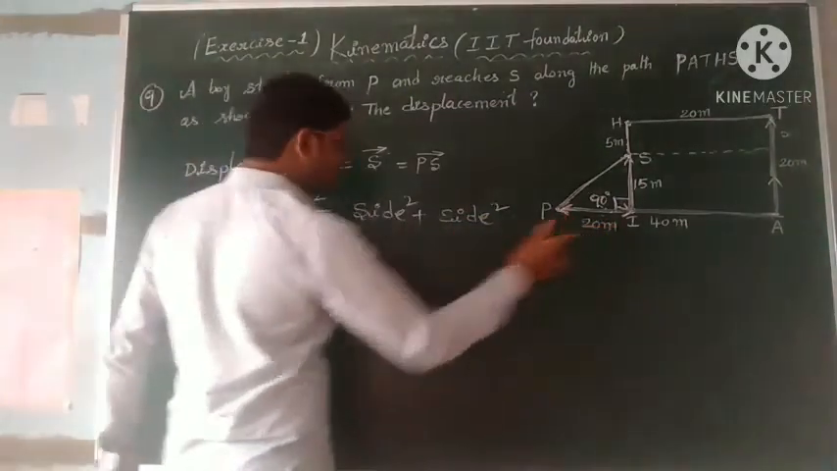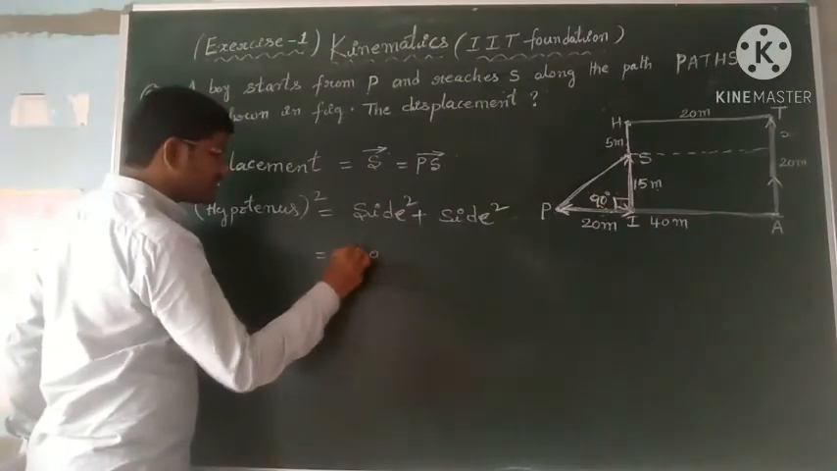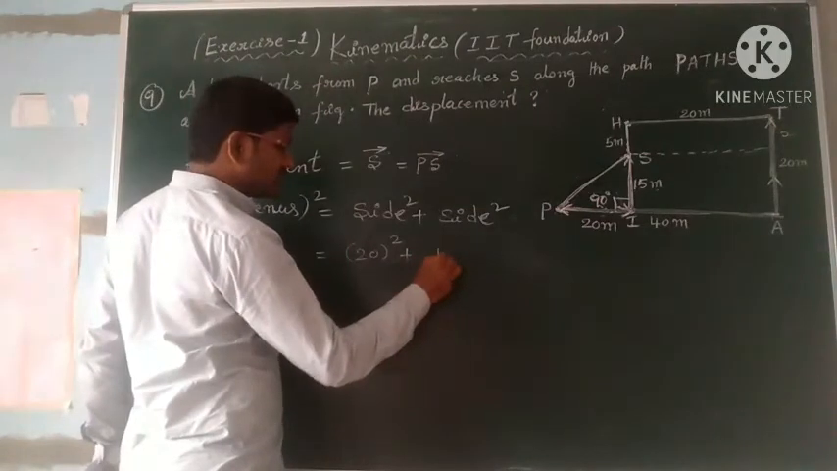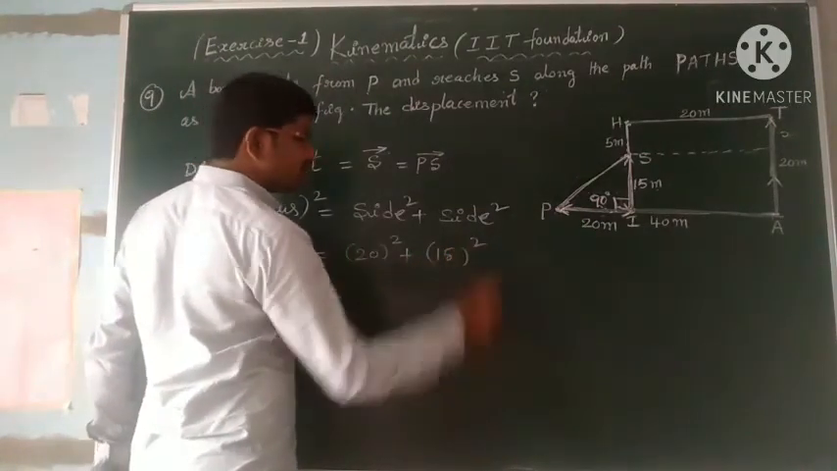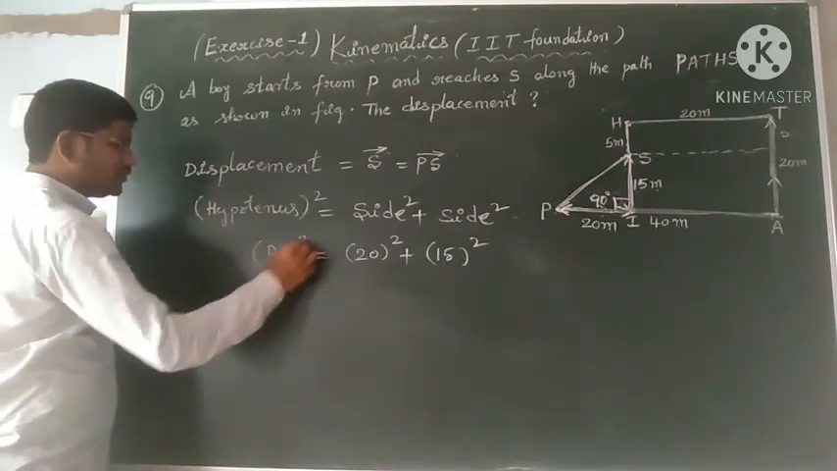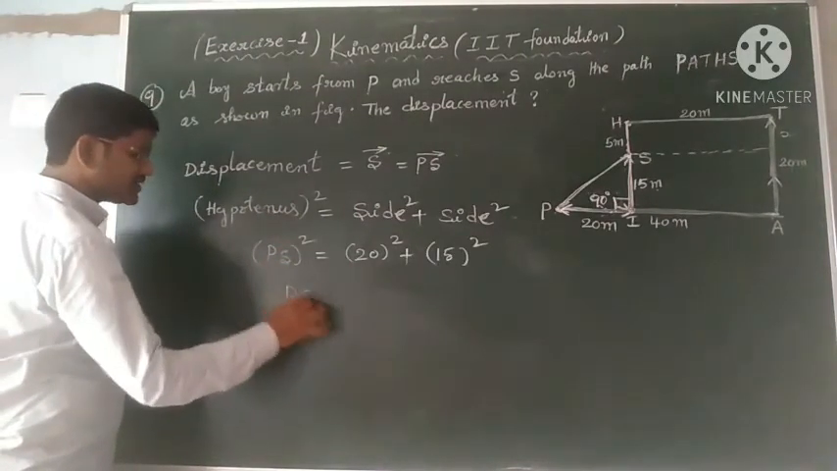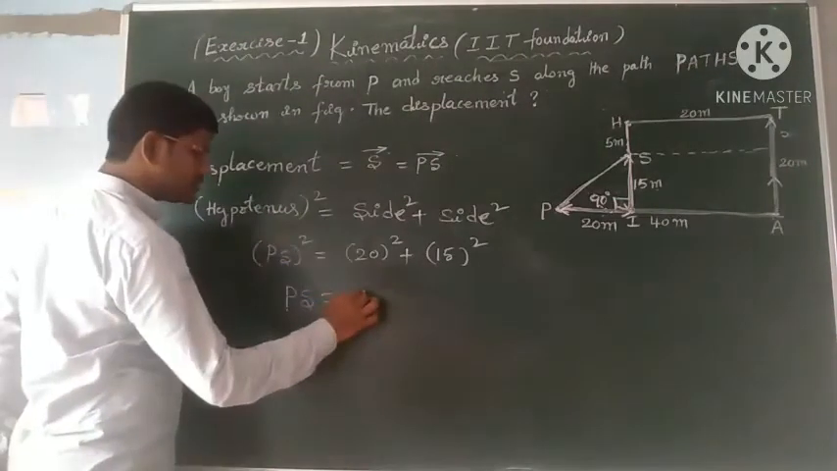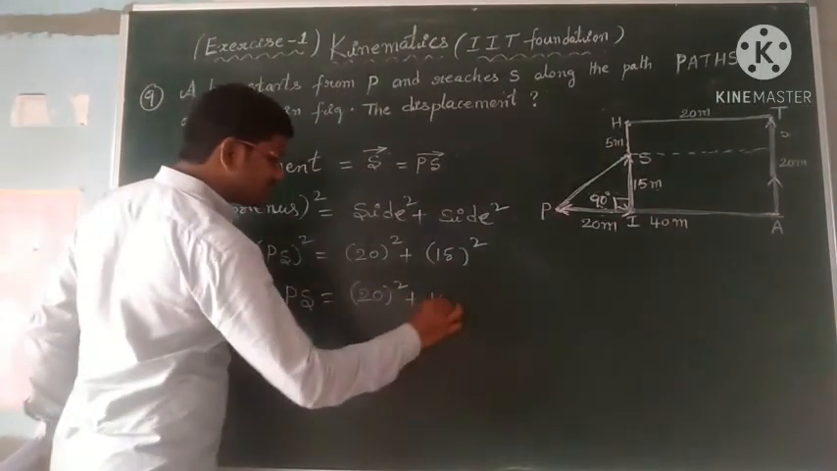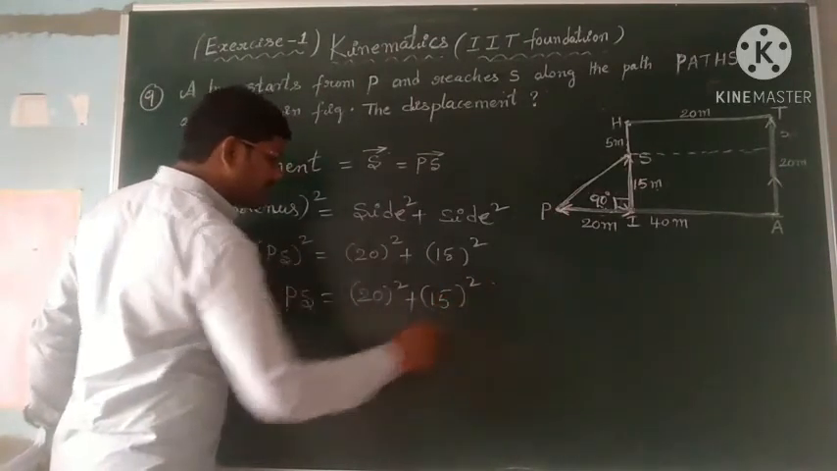One side is how much? 20. You write this 20 square. And next you write the other side, that is 15 square. Then here you want what, students? PS. Hypotenuse square is PS square. PS is our displacement. Then PS is equal to root over 20 square plus 15 square.